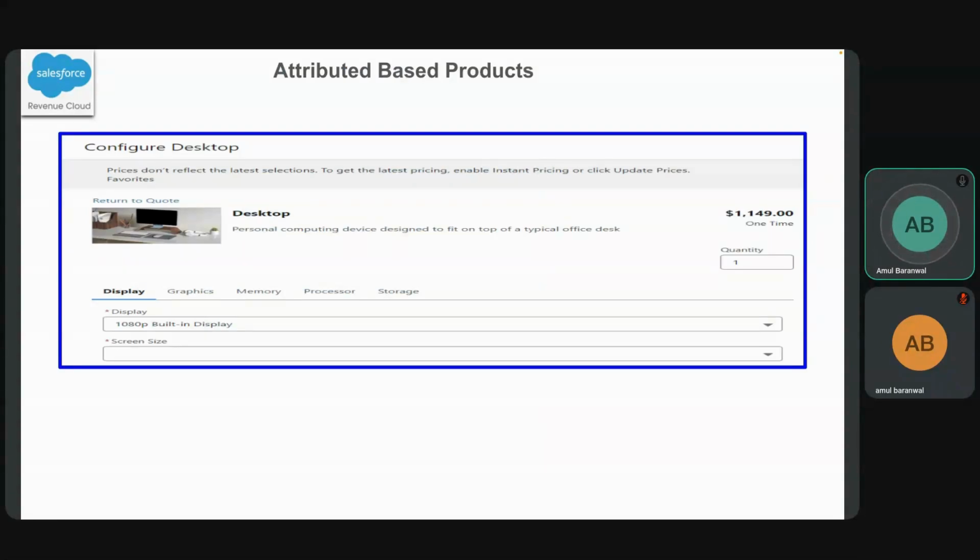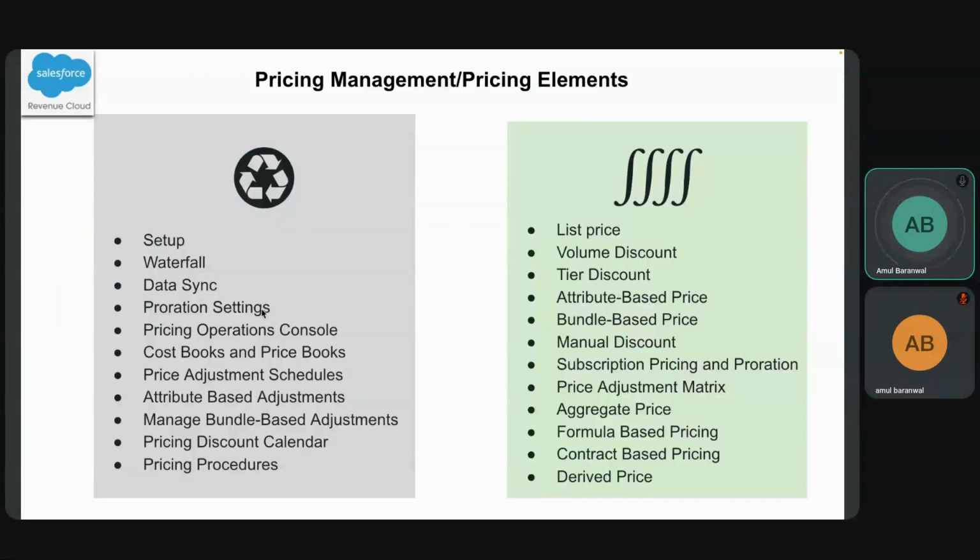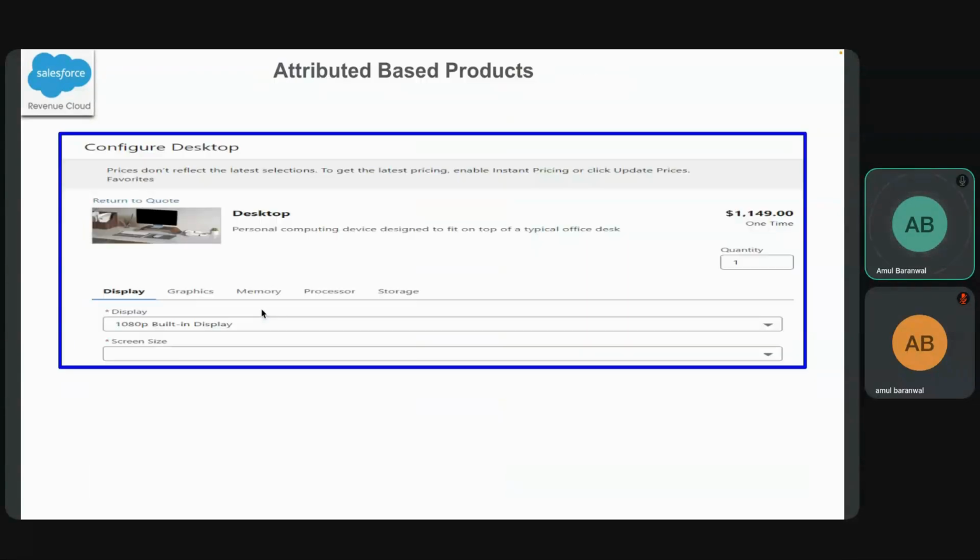I have the display category, then graphic, the memories, and the processor and storage. And all these display, graphic, memory, processor, storage belong to the one attribute class, and that attribute class we do have the attribute definitions, and those attribute definitions have the different attributes called pick list values or checkboxes or currency type or number type. So these are all attributes we will discuss, and how we are going to associate that attribute with the bundle product we'll discuss in detail.